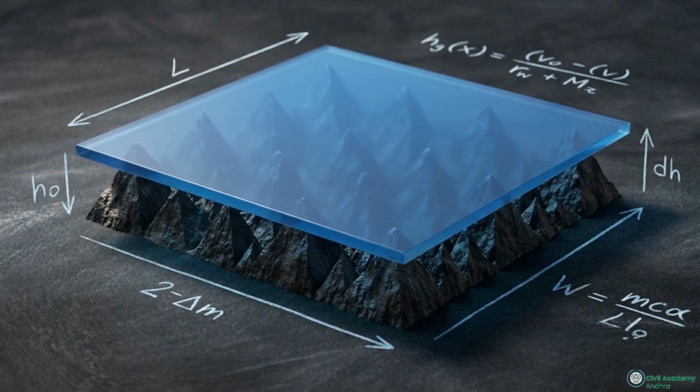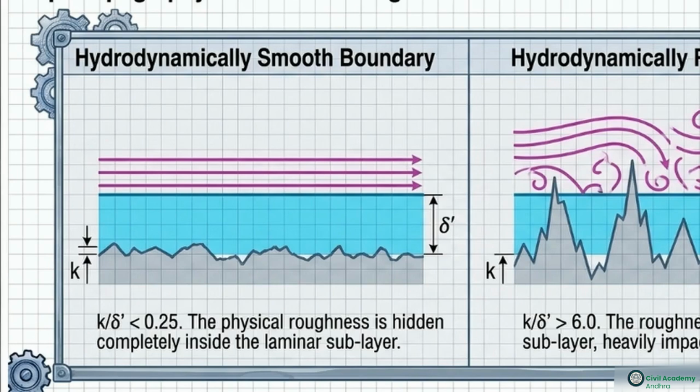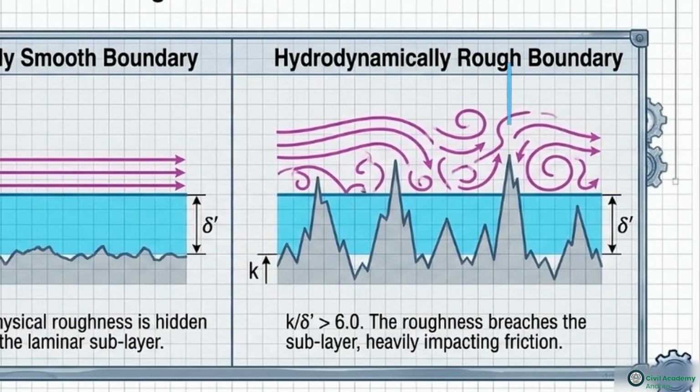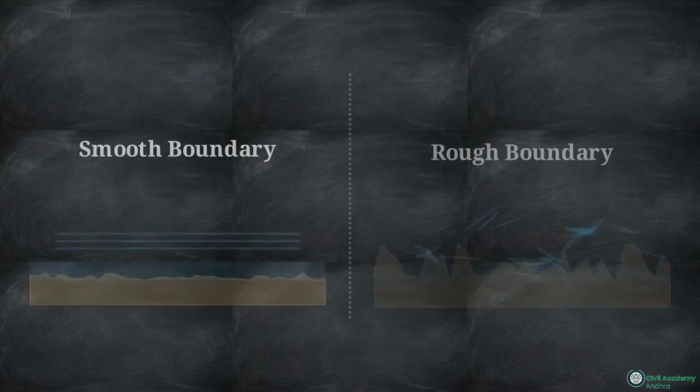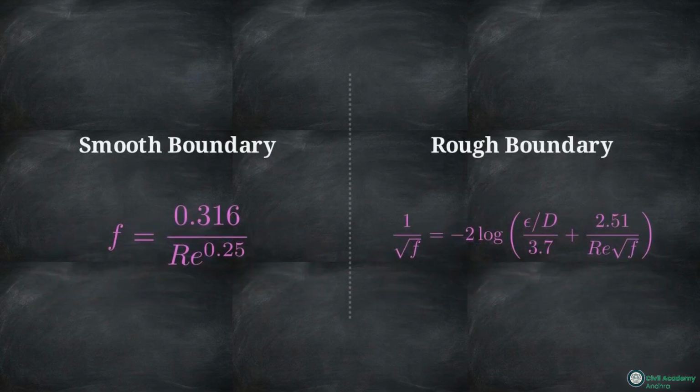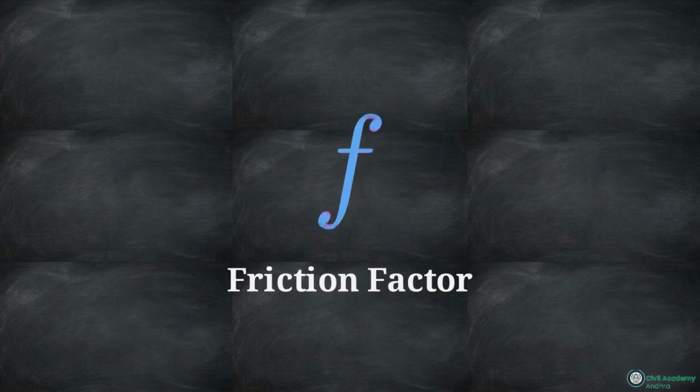This topography diagram contrasts boundaries. On the left, a smooth boundary has a roughness ratio below 0.25. The sublayer swallows the peaks. On the right, a rough boundary ratio above 6.0 means roughness breaches the sublayer, significantly increasing friction. In short, the physical texture of a pipe only impacts the mathematical resistance if it is tall enough to pierce through that protective laminar film. These topographical boundaries determine which empirical formulas are required to calculate the friction factor, F.